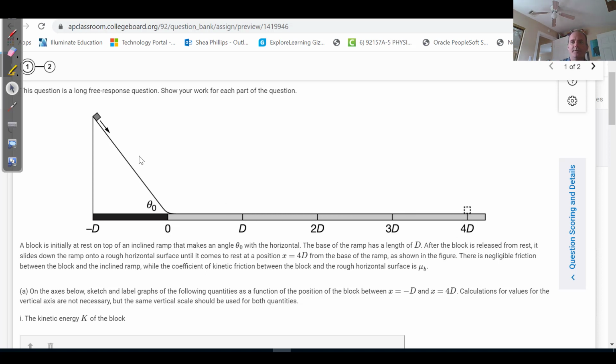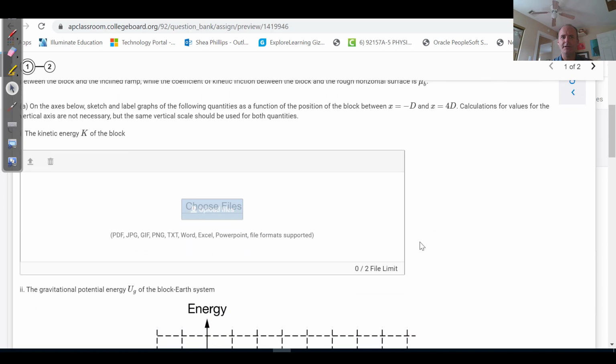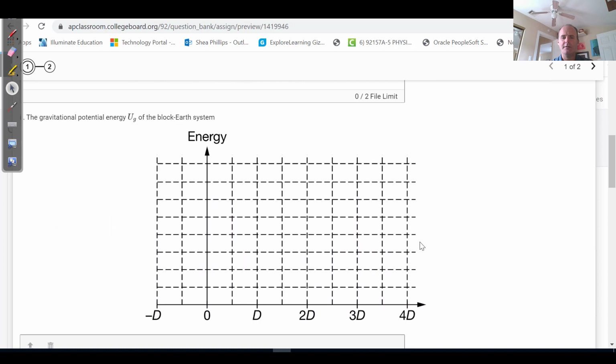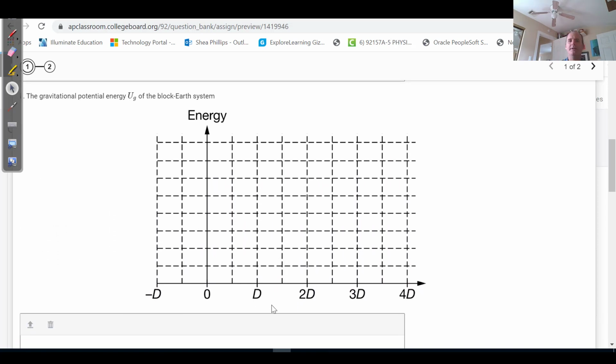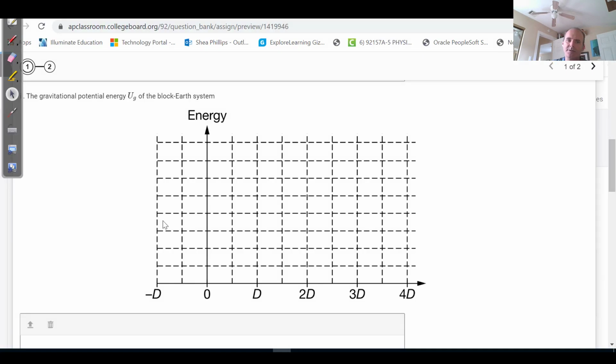All right, so this is the question, and all of our answers are going to be expressed in terms of D, and we have the coefficient of friction, mu b. The first question asks us to graph the kinetic energy of the block and the potential energy of the block, starting at negative D to 4D when it comes to a stop. Let's do the first one in red. We'll do kinetic energy first.